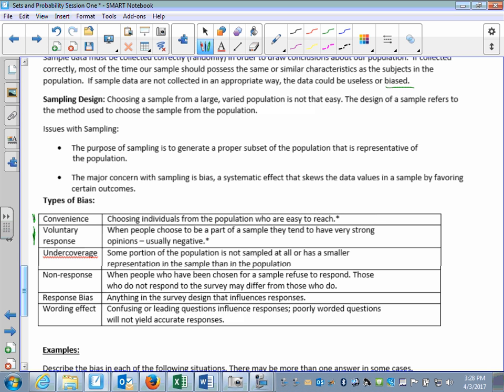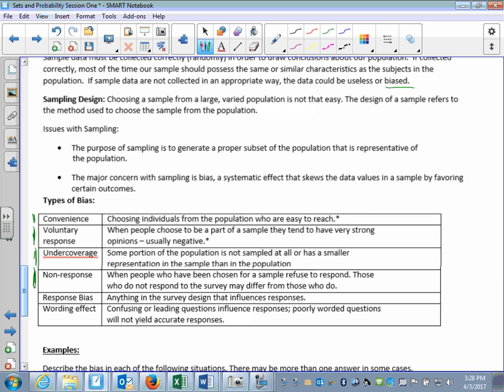Sometimes there are different segments of the population, and one segment will not be covered or represented as well in the sample as the others, and that would be undercoverage bias. And also, a lot of times people have trouble with their samples because people that are selected to be sampled choose not to respond.